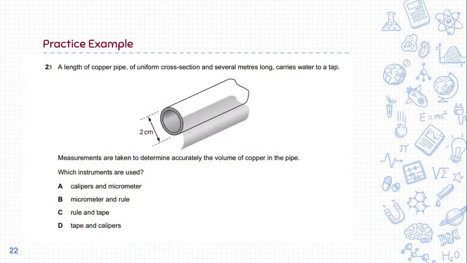A length of copper pipe of uniform cross section and several meters long carries water to a tap. Measurements are taken to determine accurately the volume of copper in the pipe. Which instruments are used? So we'll need the length of the pipe, and we're going to need the internal diameter of it. For the internal diameter, we're going to need calipers, and if it's a several meter long pipe, we're going to use a tape for it. So D is the correct answer for this.